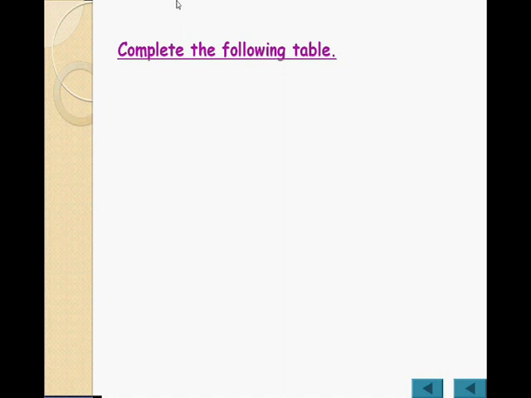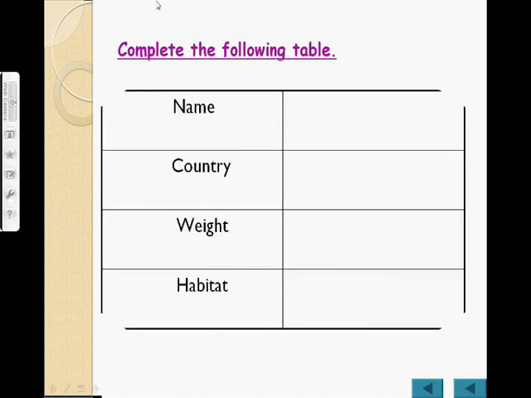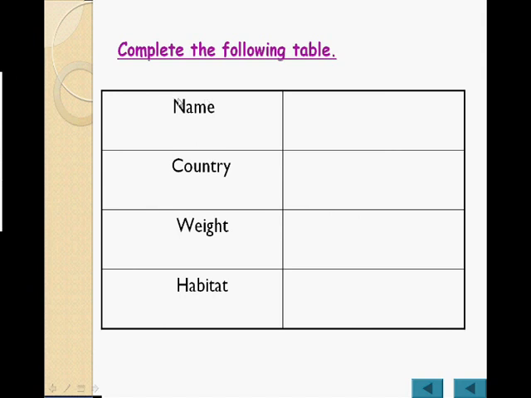Let's have a look at our table today. So here in the table, you are going to add the information needed. The first things we have are name, country, weight, and habitat. I think you know the word name, the name of whatever we are talking about.